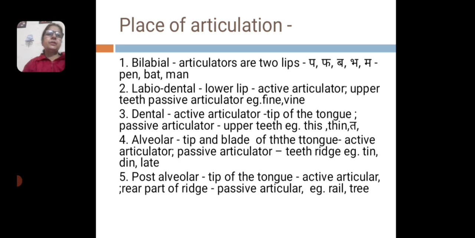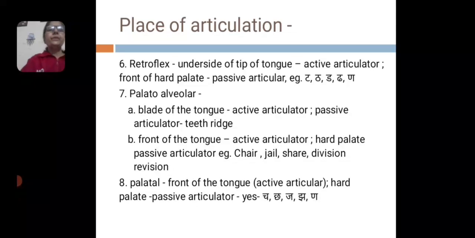Post-alveolar, in which the tip of the tongue is the active articulator and the rear part of the ridge is the passive articulator, and the sound r in English, rail, tree. Retroflex is that in which the underside of the tip of the tongue is the active articulator and the front of the hard palate is the passive articulator. Some sounds in Hindi are ta, tha, da, dha, na.